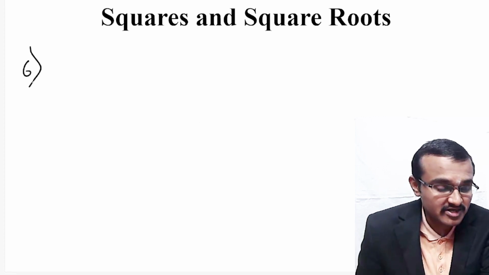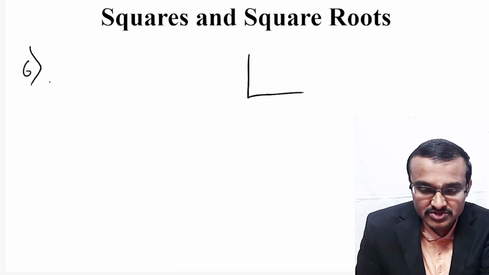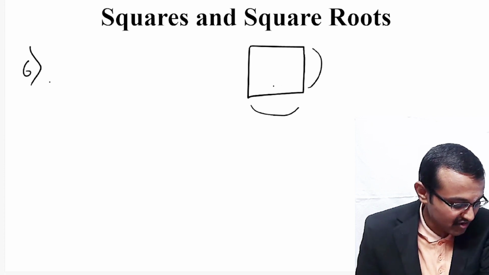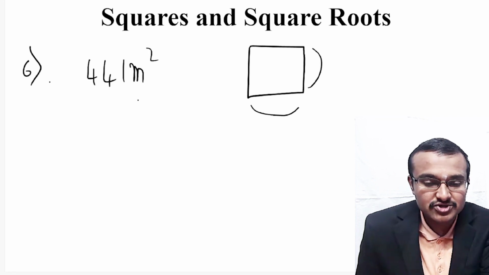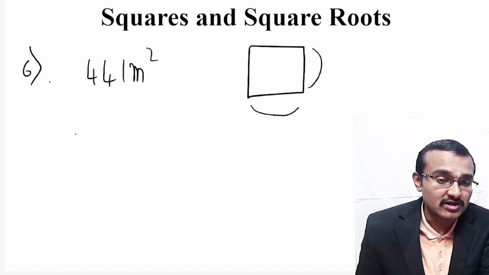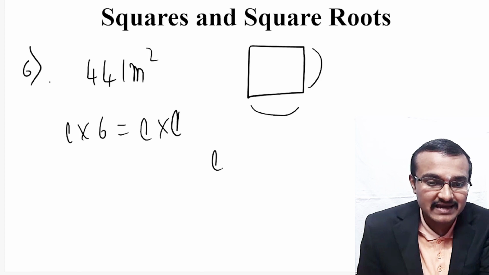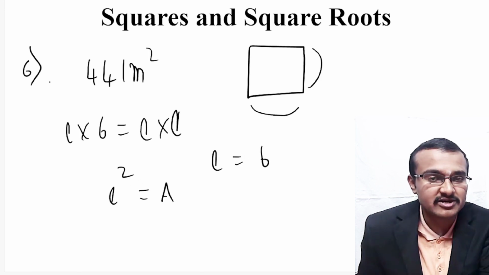Coming to the sixth question in this particular exercise, they have given the length of a side of a square. If it is a square, then its length and breadth will be equal. They have given the area of this square, 441 meter square. That means here you should find the length of this square. A square has length and breadth equal, so L into B will be L into L, because L is equal to B. So L square is the area of a square.